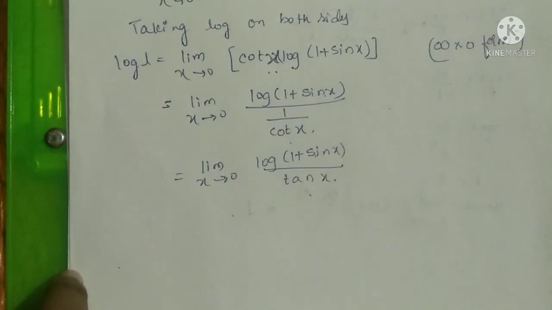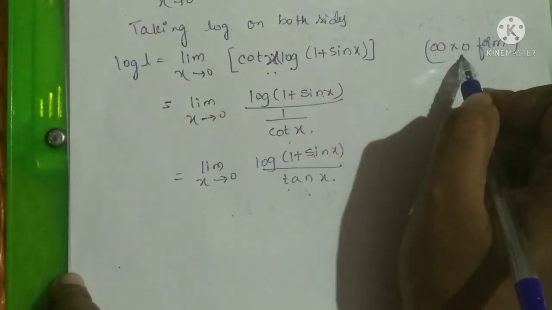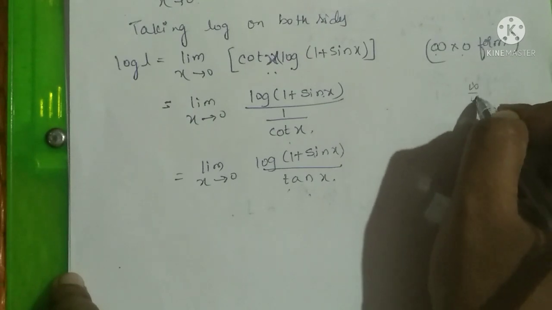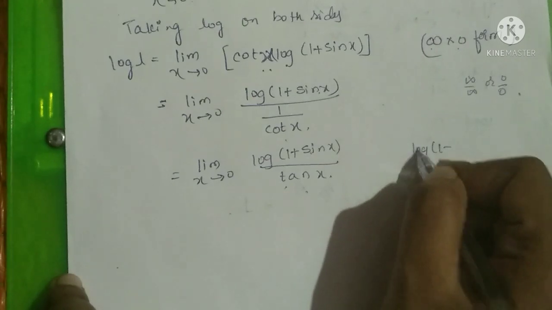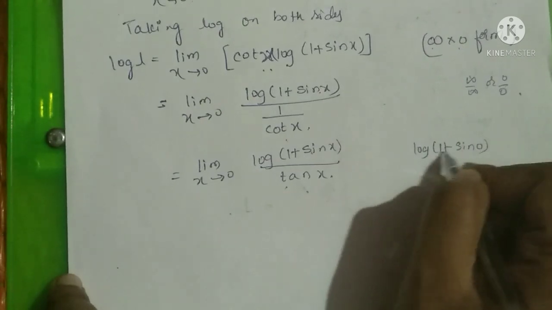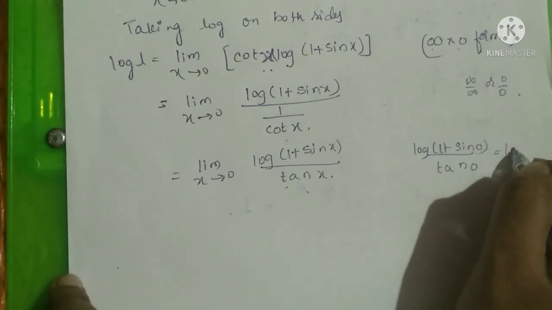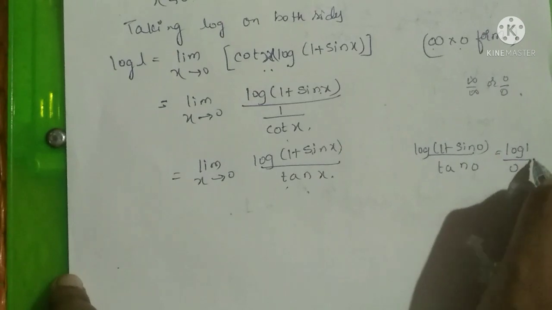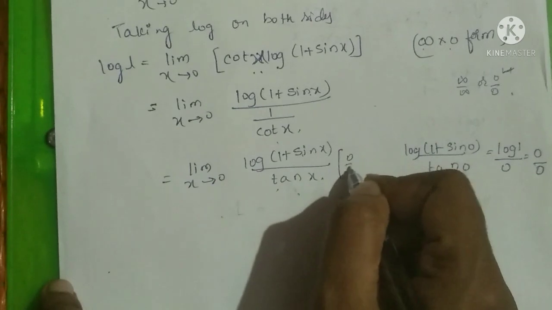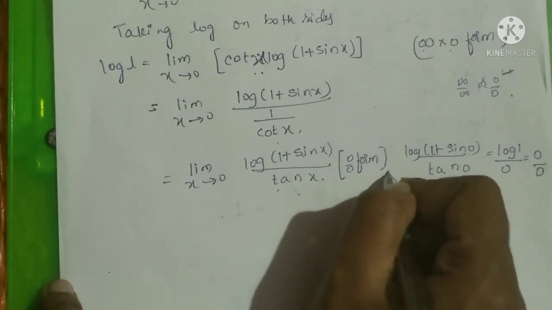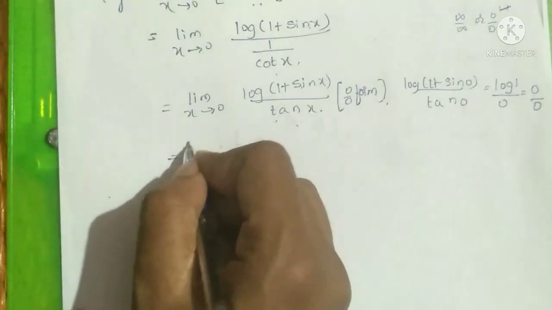So we have to confirm which type of form it is. Infinity into 0 form should be converted into either infinity by infinity form or 0 by 0 form. So we'll confirm. See here, log of 1 plus sin 0 divided by tan 0. So log 1 divided by 0. Log 1 is 0, so it is 0 by 0 form. The given function has been converted to 0 by 0 form. After getting 0 by 0 form, you can differentiate the numerator and denominator separately.